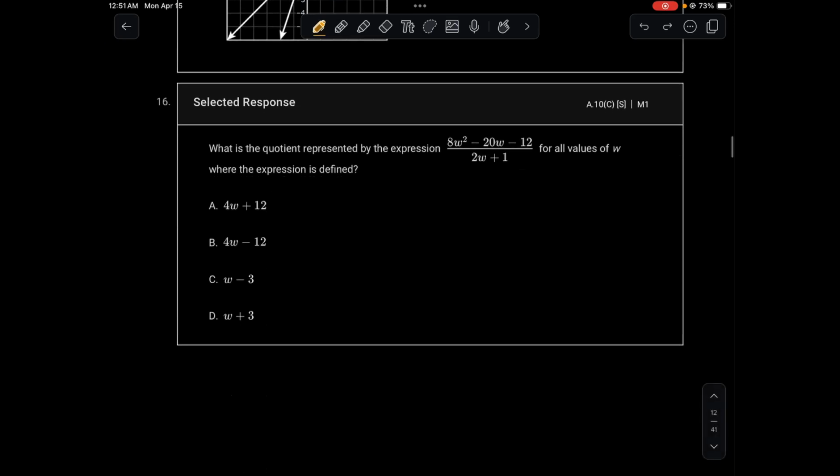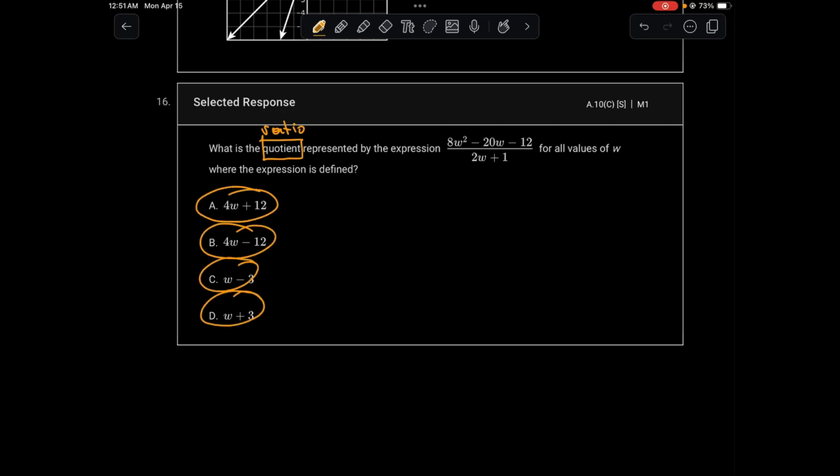Let's go to number 16. What is the quotient? That's a key word. Okay, number 16. What's the quotient represented by the expression for all values of w where the expression is defined? Now, what's the quotient? Quotient also means ratio. Do I have a ratio here? Yes, I have something over something. That's a ratio. So if you take that ratio and you simplify it, you're supposed to find this or that or that or that. Which one?